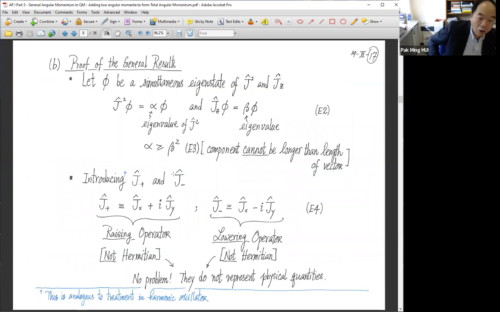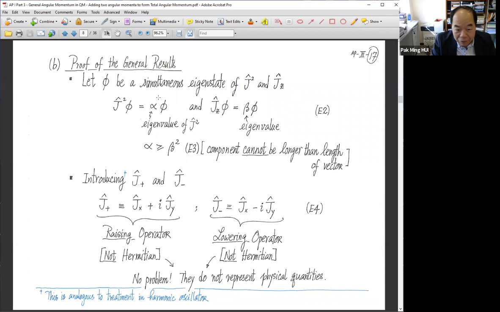Now, let me go through the details of the proof. For those who don't like proofs, okay, relax and take your breakfast. Now, let's start. We are looking for J square and Jz simultaneous eigenstates. That is as best as we can do, allowed by the commutation relations.